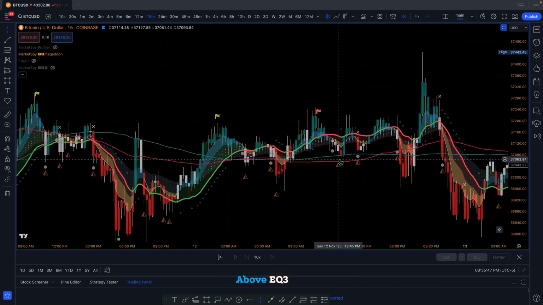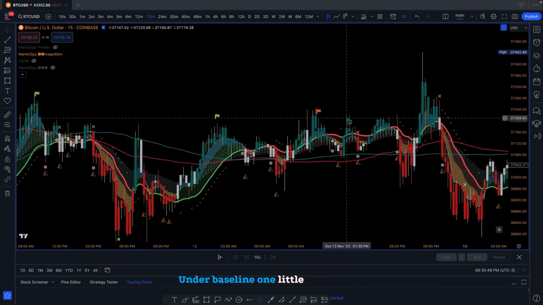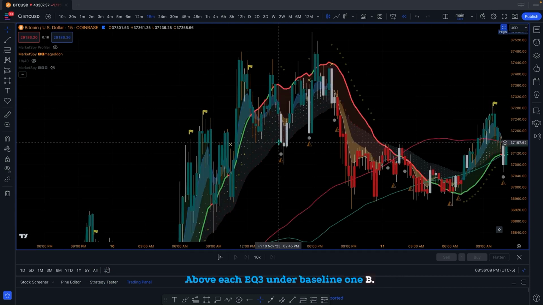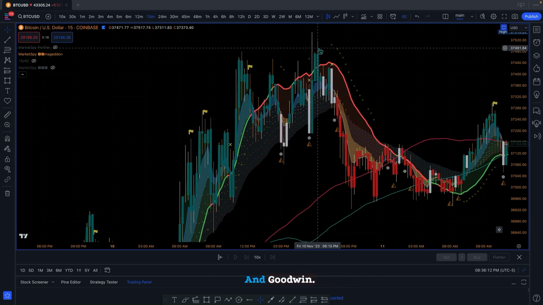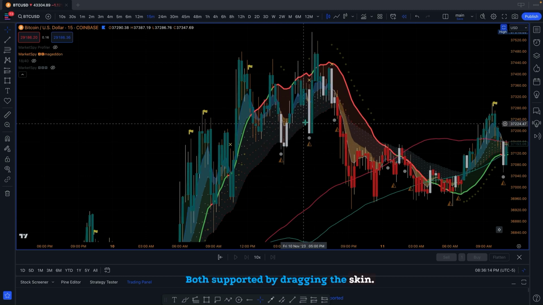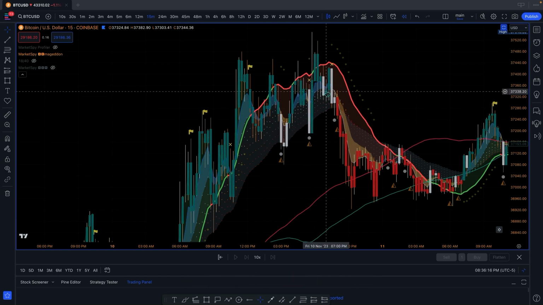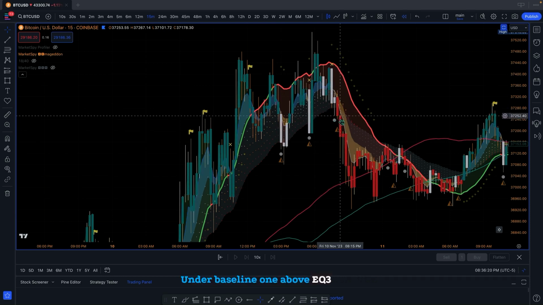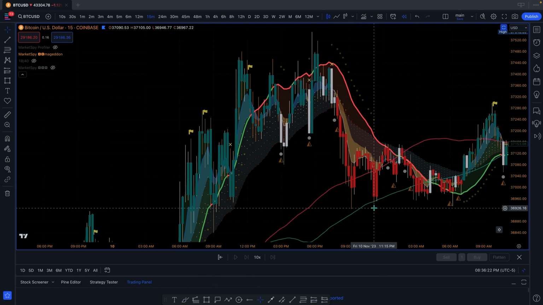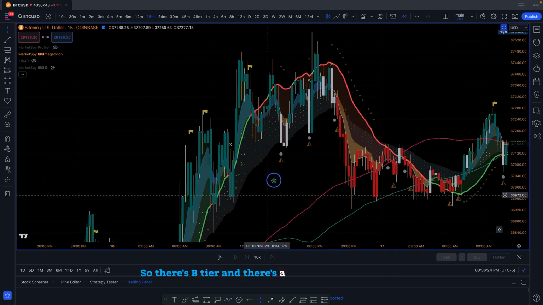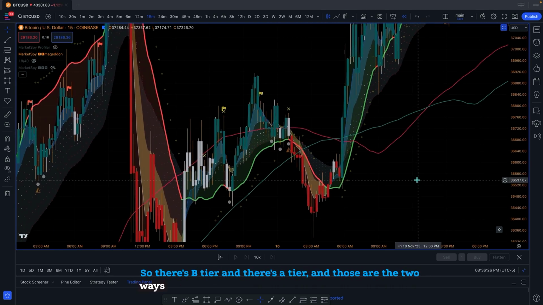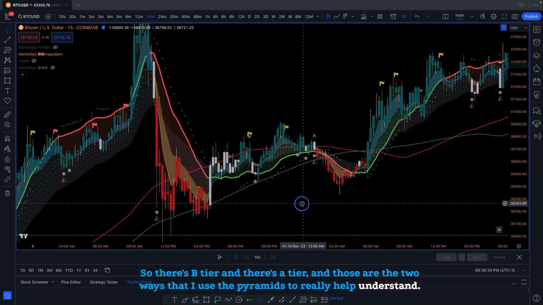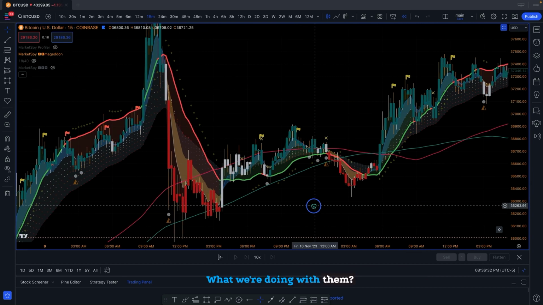Above EQ3, under baseline 1, little win, little win. Above EQ3, under baseline 1, B tier setup, good win, good win. Both supported by Dragon Skin. Beautiful. Under baseline 1, above EQ3, she fails. So there's B tier and there's A tier. And those are the two ways that I use the pyramids to really help understand what we're doing with them.